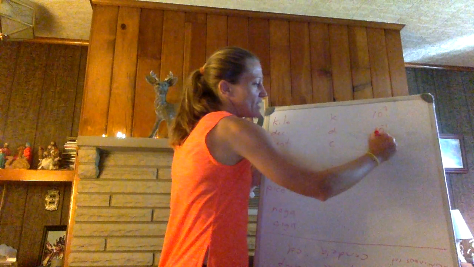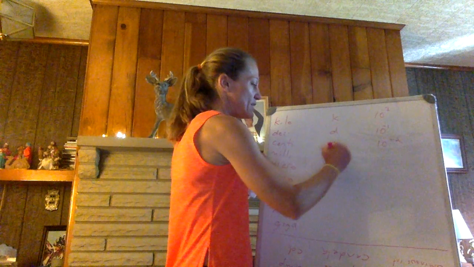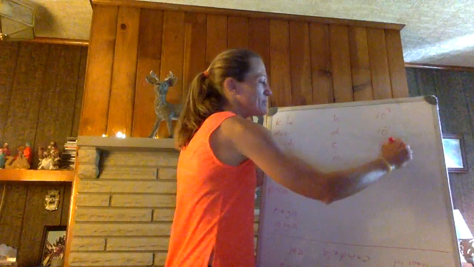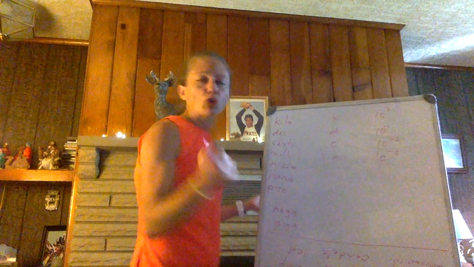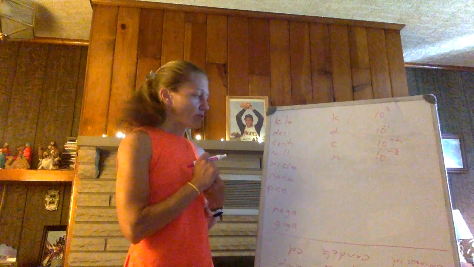Deci is d with 10 to the negative 1. Centi, 10 to the negative 2. Milli, 10 to the negative 3. And millimeters and centimeters make sense. Milliliters make sense. Those are real units that we've actually seen. After that, we get a little bit small. And actually, your book included two large ones that I didn't, so I'll give you those also.